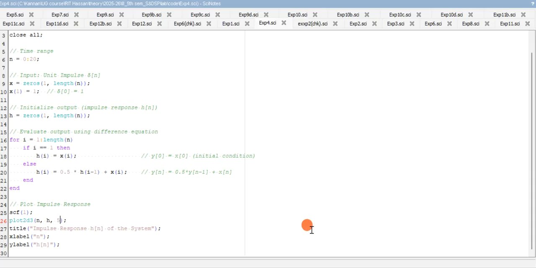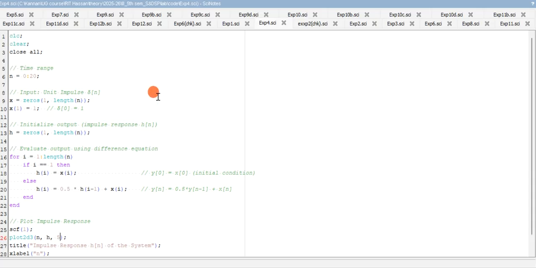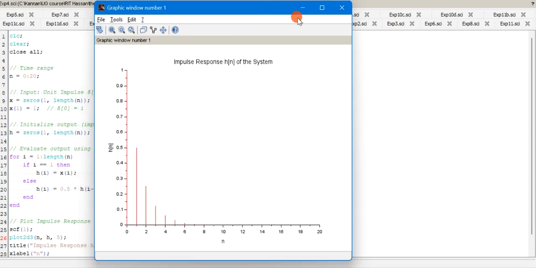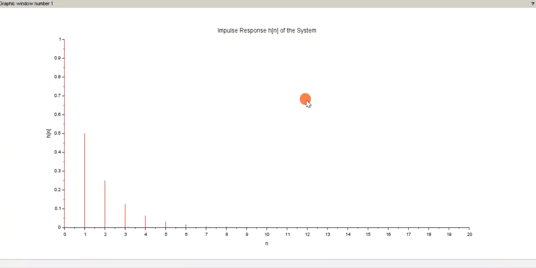You have seen this coding. Now I will run this code to demonstrate this program. This is the output we are getting. By using this difference equation, we are getting this solution, the impulse response. And thank you.